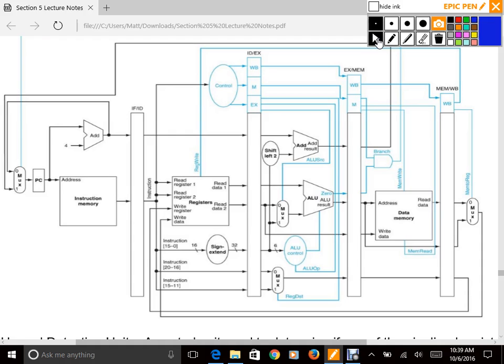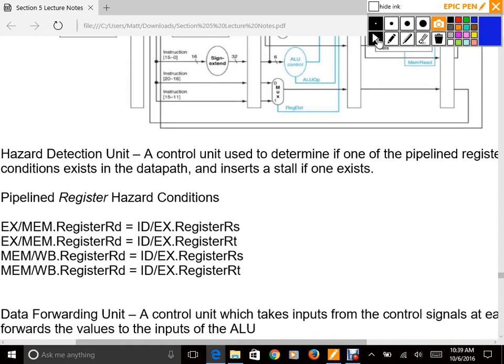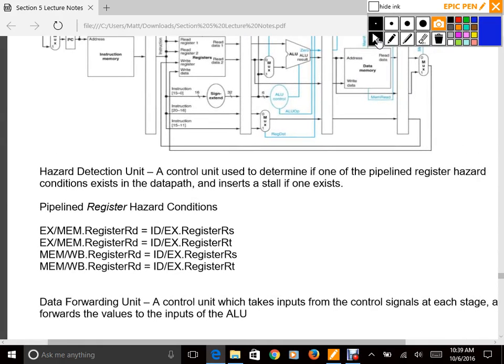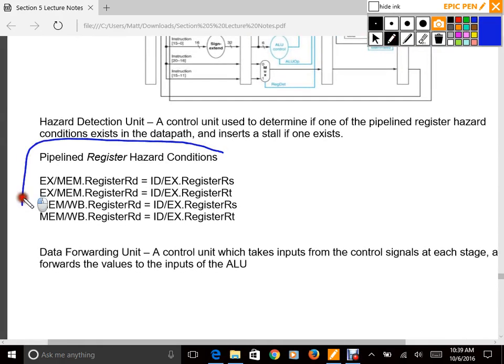And I also have to add some data forwarding, which we'll cover in a minute. But how is this actually done? So we have this hazard detection unit where I'm checking these conditions. I'm measuring the buffers, the buffer times at each stage. And so I have an exit chip. I'm comparing the exit chip to the register RD that's coming out.